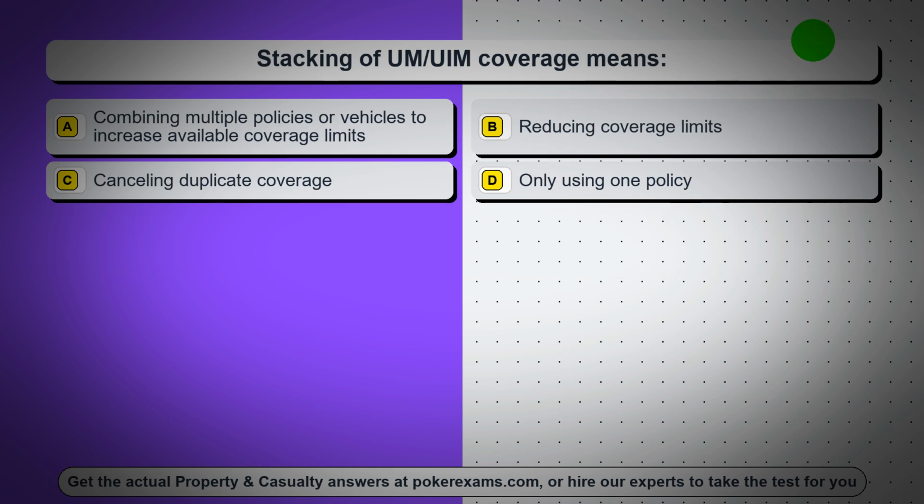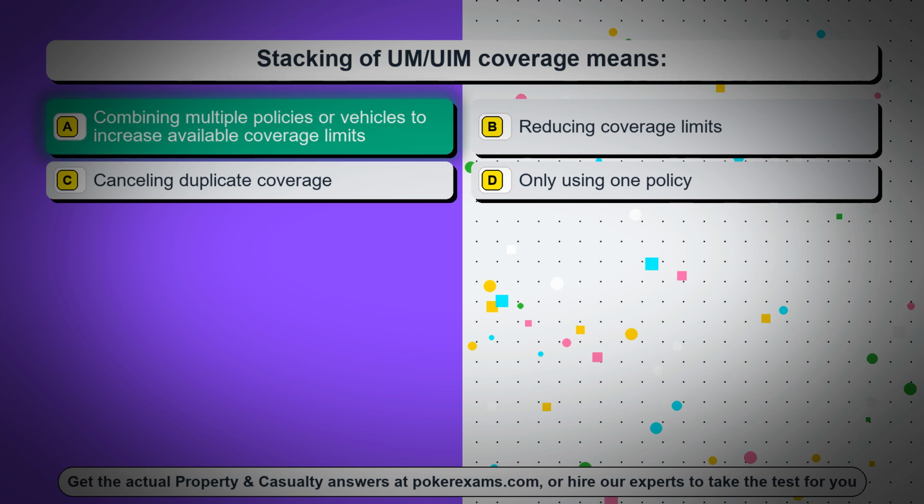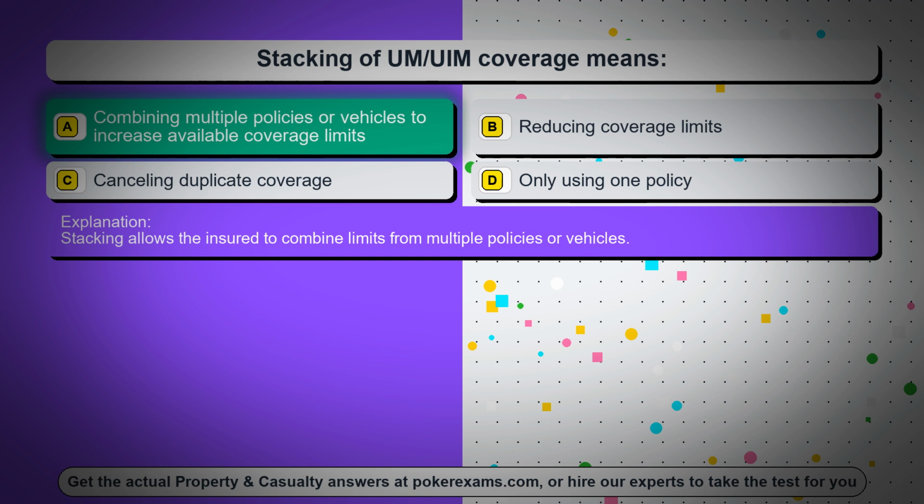Question 12. Stacking of UIM coverage means: Option A, Combining multiple policies or vehicles to increase available coverage limits. Option B, Reducing coverage limits. Option C, Canceling duplicate coverage. Option D, Only using one policy. The correct answer is option A, combining multiple policies or vehicles to increase available coverage limits. Stacking allows the insured to combine limits from multiple policies or vehicles.